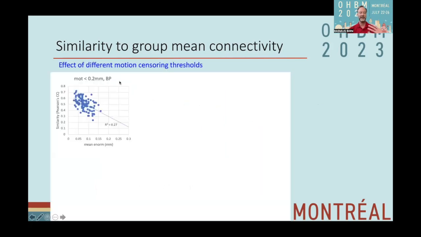Okay, so this is the relationship between the similarity and the mean amount of motion that we had at a motion censoring threshold of 0.2 millimeters with bandpass filtering. So what happens if I now relax that motion censoring threshold? Well, what I would expect to happen is that as we relax our motion censoring threshold, we allow more high motion time points into our data, and that should mess up the functional connectivity, particularly for high motion subjects. So we should see a decrease in the similarity, particularly for the high motion subjects.